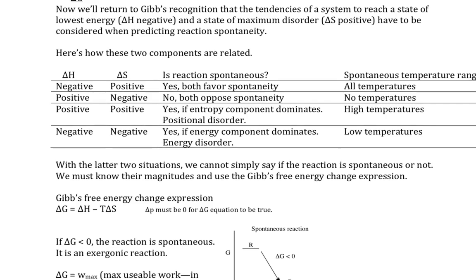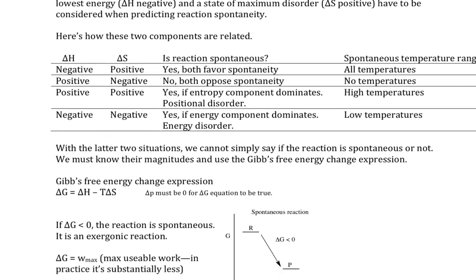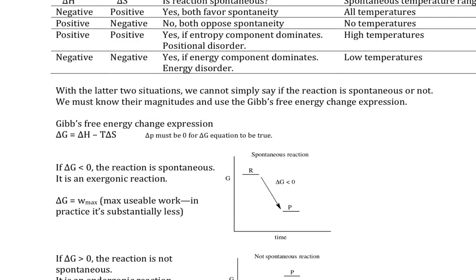Okay, so in these latter two situations we looked at, delta H positive, delta S positive, and delta H negative, delta S negative, we cannot simply say if the reaction is spontaneous or not. We must know the magnitudes of delta H and delta S and use what's called the Gibbs free energy change expression. Gibbs free energy change expression is delta G is equal to delta H minus T delta S. So if we take that first situation, delta H negative and delta S positive, we have negative minus a positive, we end up with a negative overall. We get a negative value for delta G, we get delta G less than 0.